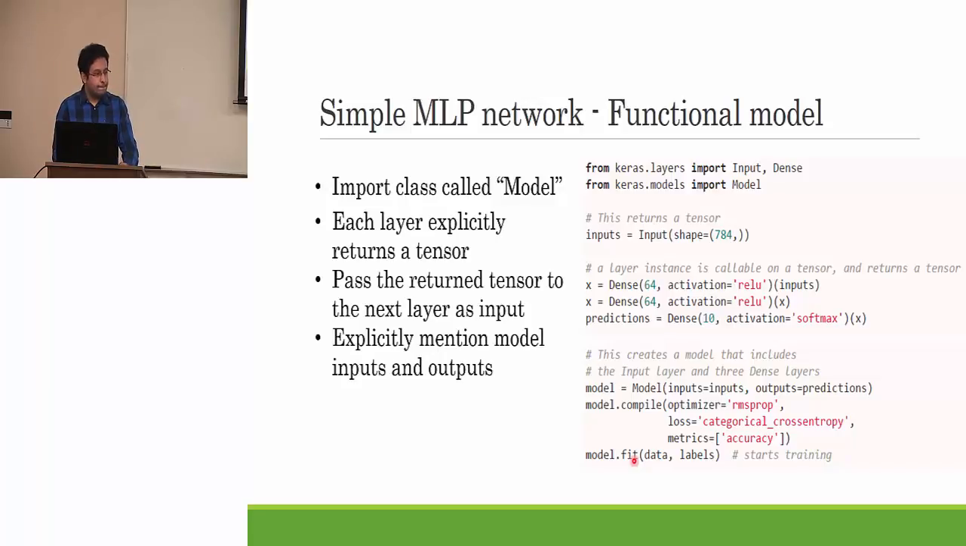What is in the shape? What does 784 with the comma represent? It's just a one-dimensional vector. That's the input size.